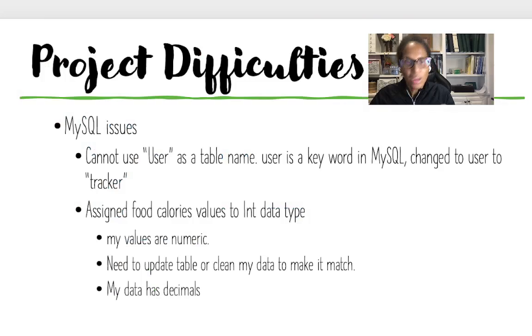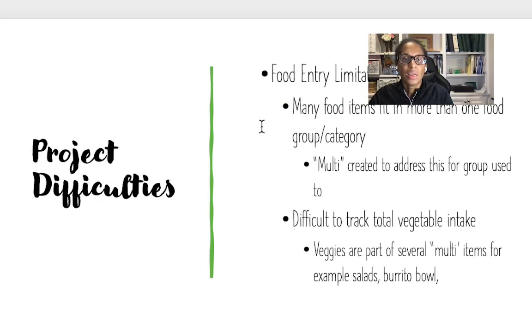There were some difficulties in this project, learning opportunities. In SQL you cannot use user as a table name because that's a keyword in MySQL, so we changed that to tracker. Also, assigning food calorie values: I thought I'd be using an int, but it turned out my values in the data were numeric, so they had decimals, and I had to clean up my data to make it match. Food entry limitations: many foods fall in several categories, so it's difficult to track. Is this a vegetable when you're having a salad, or is it a meat because it's chicken Caesar salad? So we created a group called multi.